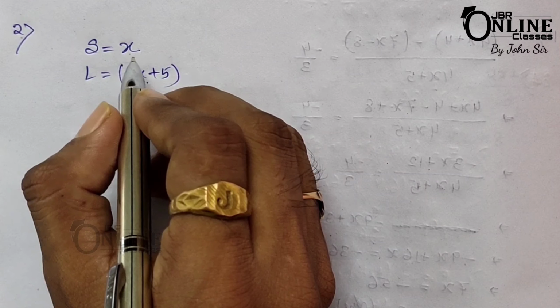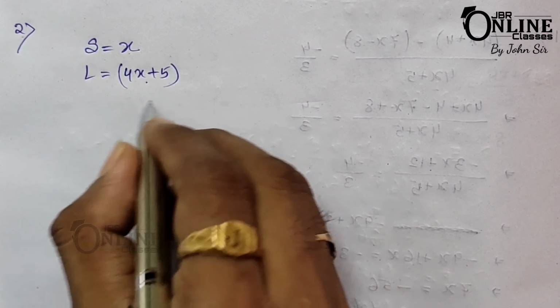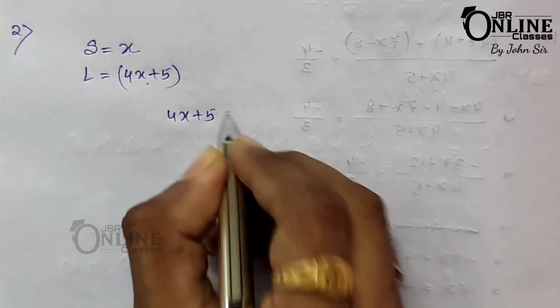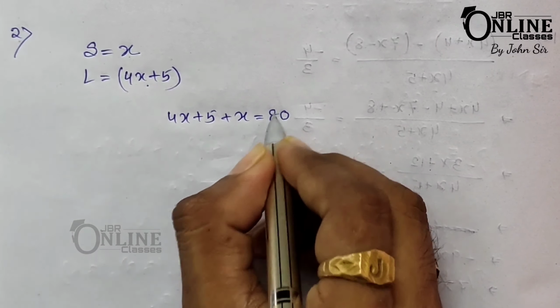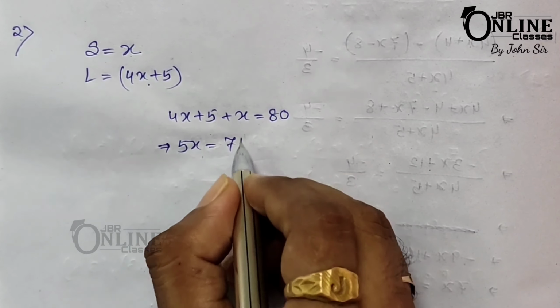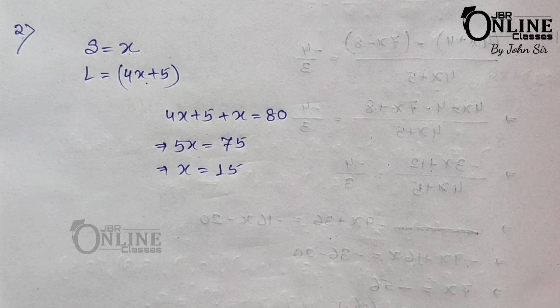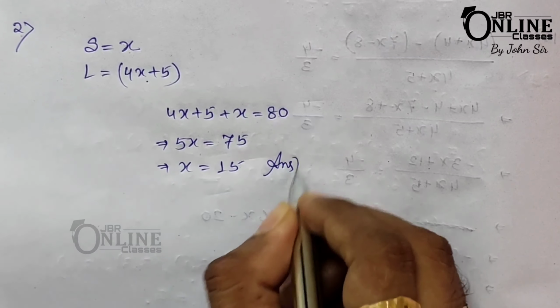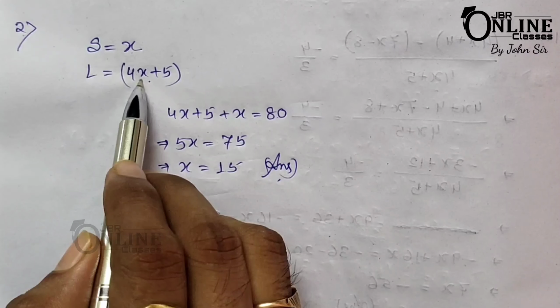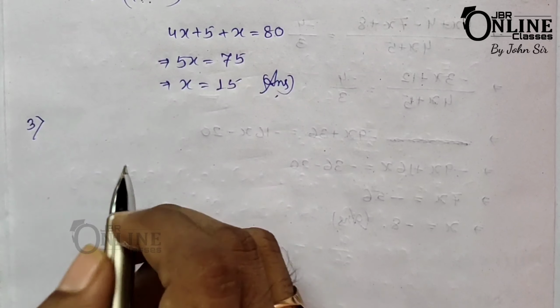Now construct the linear equation. As it says the sum of 2 numbers is 80, according to the problem 4x plus 5 plus x equals 80. So 5x equals 80 minus 5, that becomes 75. So x equals 15. That means the smaller number is 15. Now you have to find the greater number, so just put the value of x here and find the greater number also.